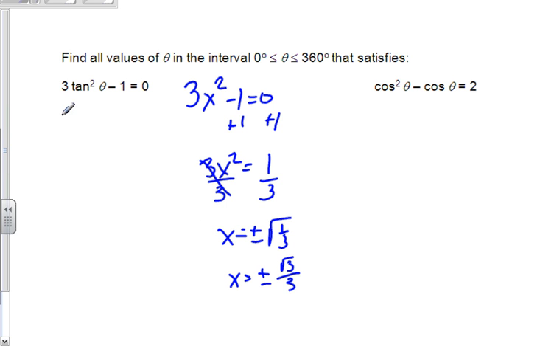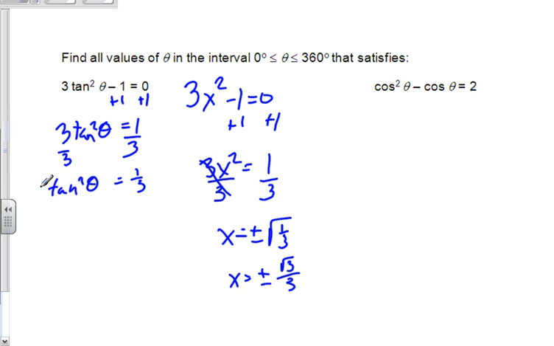The problem over here is going to be solved the exact same way, except it's now just tangent wherever I see x. So just like before, I'm going to add 1 to both sides. So I get 3 tangent squared theta equals 1. Divide by 3, and tangent squared theta equals 1/3. Again, we're going to take the square root of both sides, and we're going to get tangent of theta, just like before, equals plus minus the square root of 3 over 3. Now we're not done here.